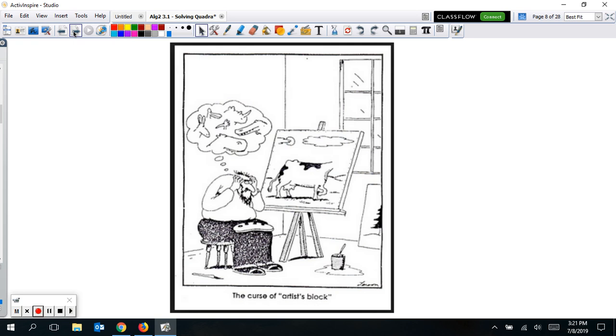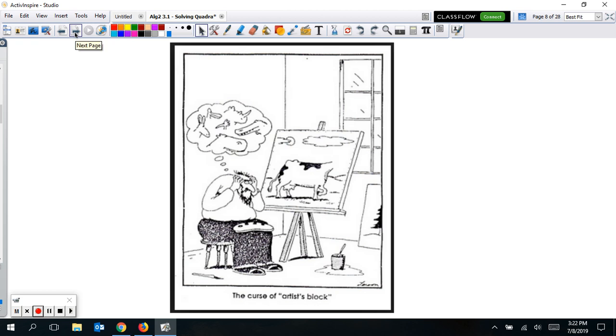First, let's take a look at a little cartoon. So here's a Far Side. This is the curse of artist's block. It's kind of like writer's block where you can't figure out what to write. This guy can't figure out what to draw. He's got all the way to the point where he just needs to put a head on that animal. He can't figure out what head's supposed to go on that animal.